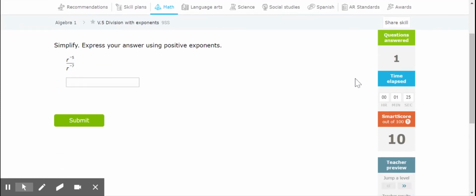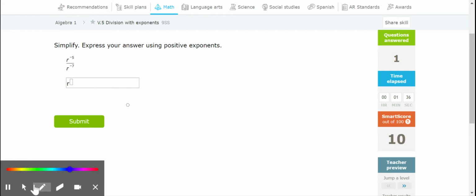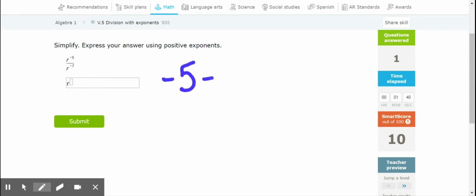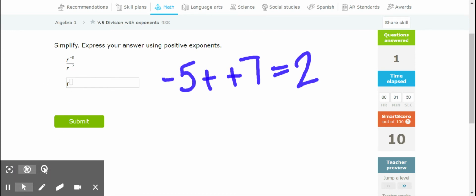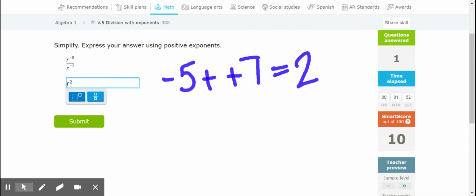Okay, so same thing. The base of both my numerator and my denominator is R. So I'm going to get my answer started off with an R as my base. And then since I'm dividing, I'm going to subtract my exponents. So negative 5 minus negative 7 will turn into a plus. So my answer will be a positive 2. So my answer is going to be R to the second power.